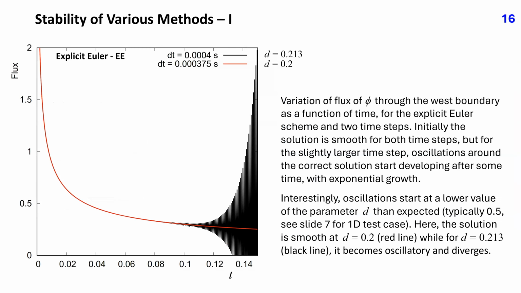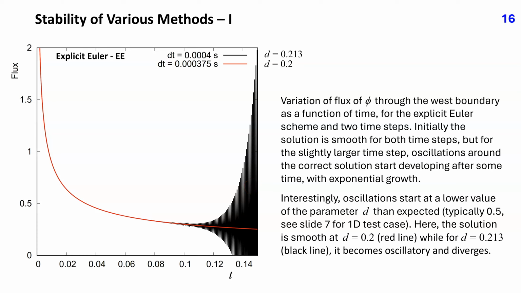This plot shows the variation of flux of phi through the west boundary as a function of time for the explicit Euler scheme and 2 time steps. Initially, the solution is smooth for both time steps, but for the slightly larger time step, oscillations around the correct solution start developing after some time with exponential growth and divergence.